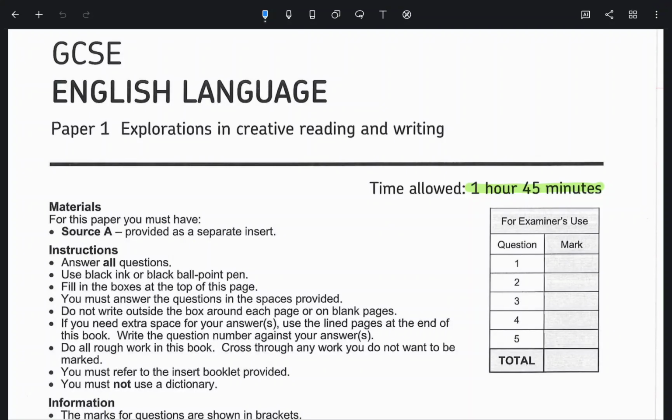Structure in English language. It's something many students struggle with. What is structure? How do I answer the question? And in this video, what we aim to cover is how to maximize your marks for question 3 structure.